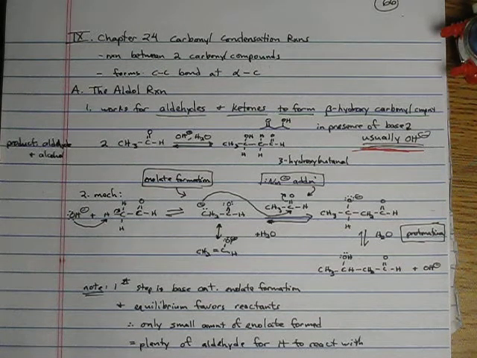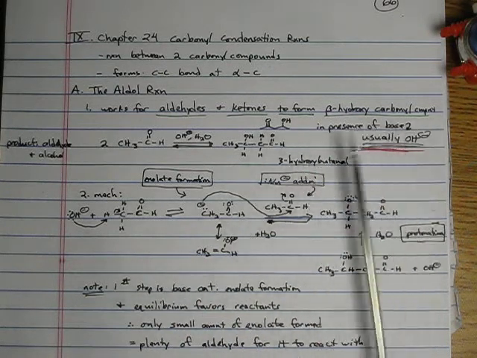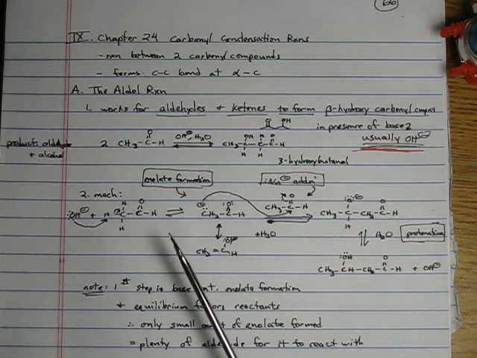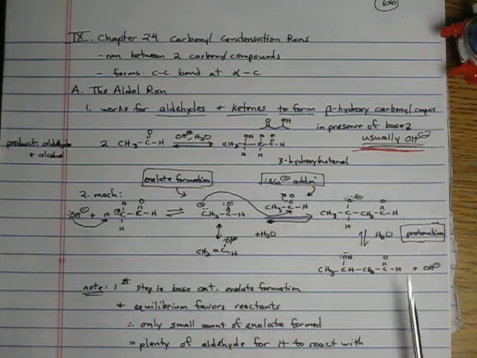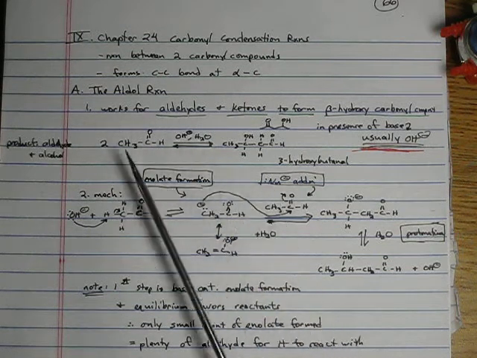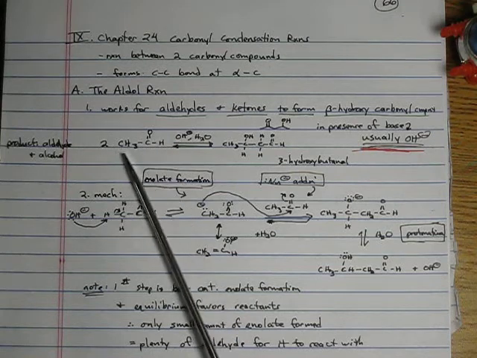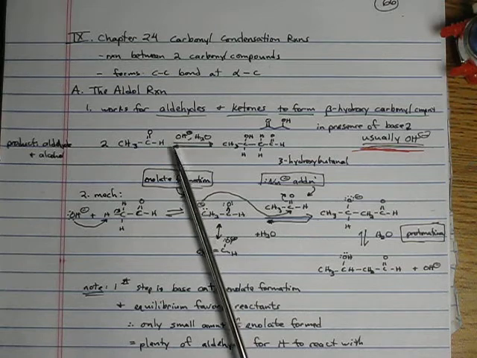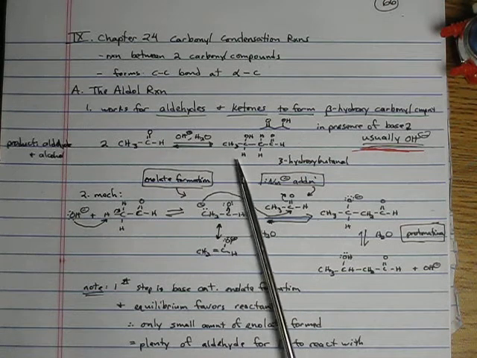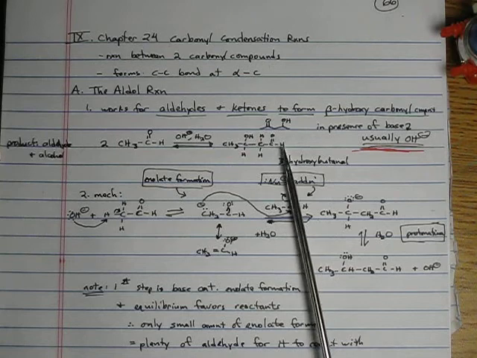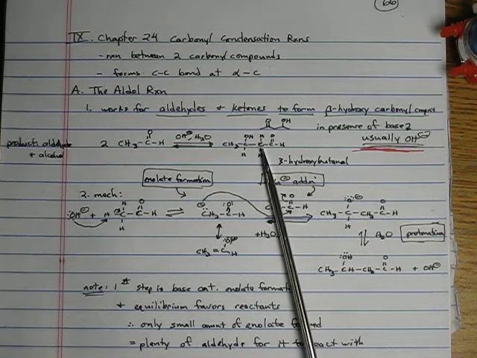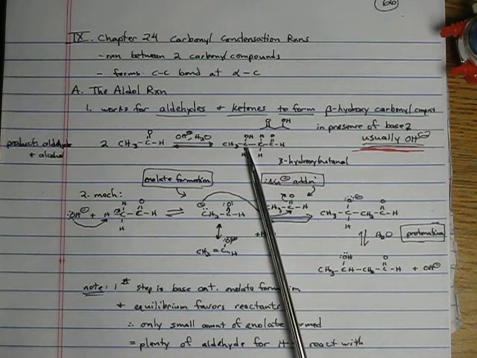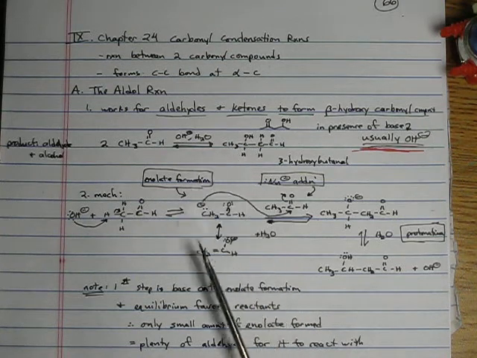All right, so what's going to happen here is we're going to form a beta-hydroxycarbonyl compound in the presence of base, and we usually use hydroxide. So here's an example of the Aldol reaction where you take two equivalents of your aldehyde and you add base to it, and you end up with this beta-hydroxycarbonyl compound where you've got the aldehyde at this end, the CH2 here bonded to a carbon OH and a CH3 here.